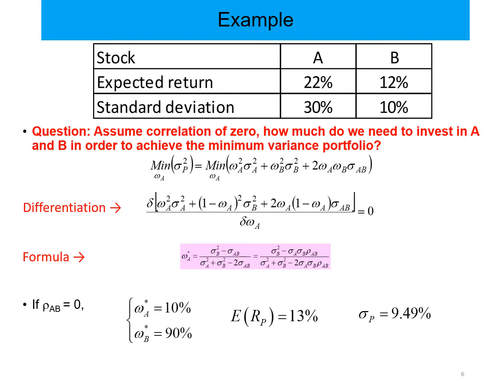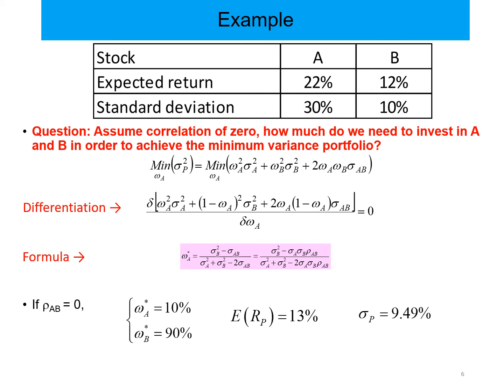Back to the same example, how much do we need to invest in A and B in order to achieve the minimum variance portfolio? In this example, we assume the correlation coefficient is 0. I hope you will apply the formula highlighted in pink. You must really practice substituting the variance and covariance into the formula. Practice is very important. I have the final answer here for you. I hope you will try on your own.